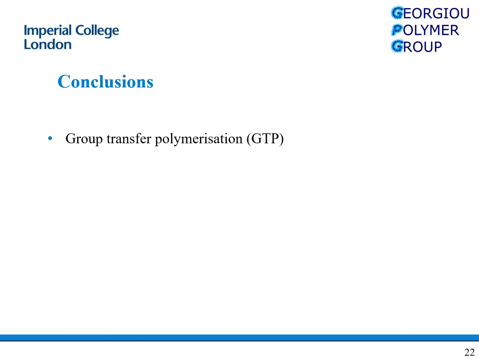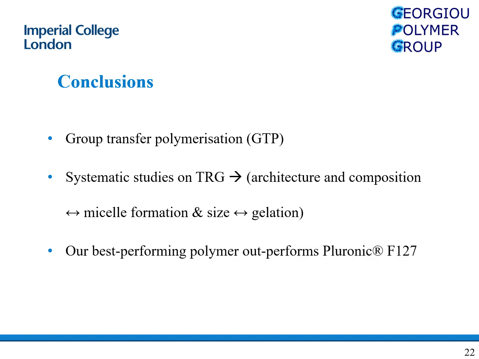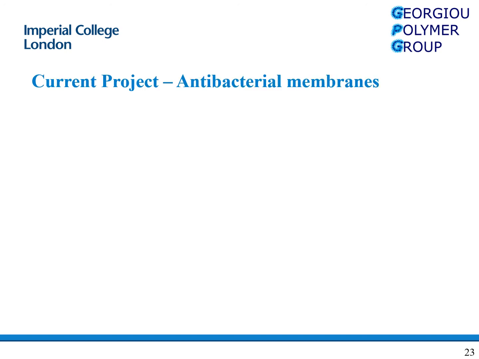So to conclude, our group is expert on using group transfer polymerization, which is a quick and easy technique, and we are carrying out systematic studies on thermoresponsive gels. We vary the architecture and the composition, and we have proven in several cases that it controls the micelle formation and micelle size, and it therefore controls the gelation. Our best performing polymer outperforms Pluronic F127 in terms of gelation concentration, so it has a great potential to be used in different applications, including injectable gels or 3D bioprinting.